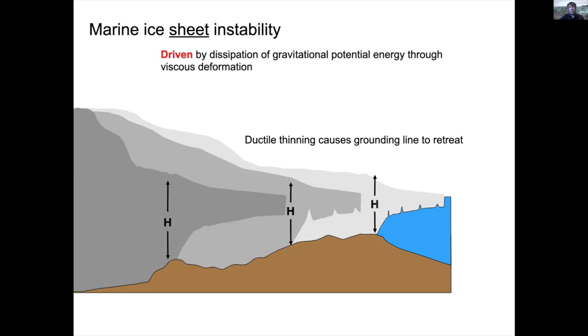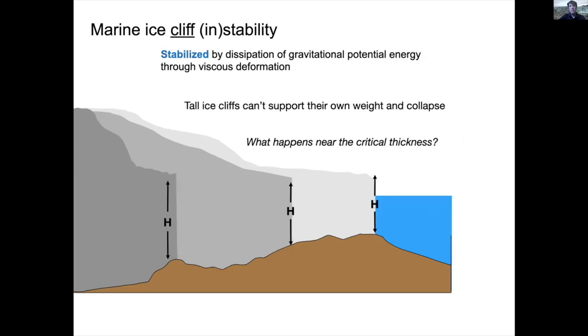So what you really have is a system that's driven by the dissipation of gravitational potential energy. The marine ice cliff instability was recently proposed by David Pollard and Rob DeConto, and it's based on the idea that tall ice cliffs can't support their own weight. And if you expose a really tall ice cliff, it could collapse.